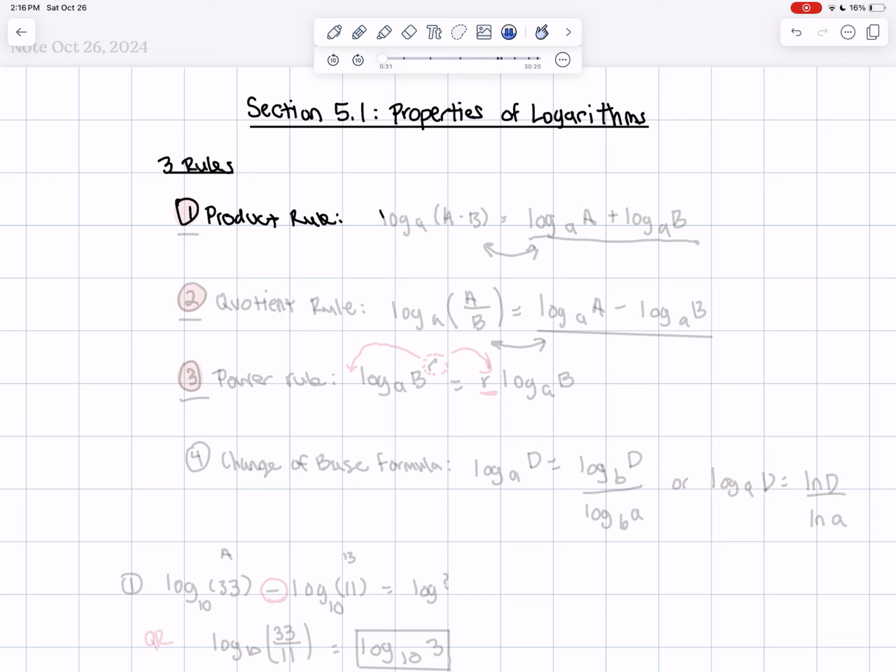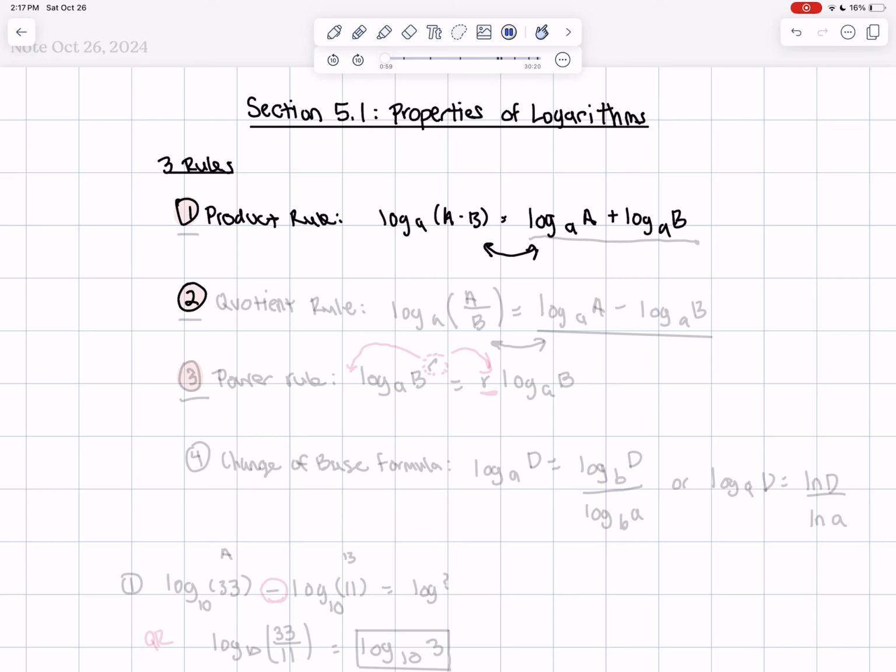This says if we have log base a of A times B, what will occur is addition. And if we have the opposite, let's say they gave us a problem that was addition, then we'd switch it to multiplication. So they can reverse. They can go both ways.